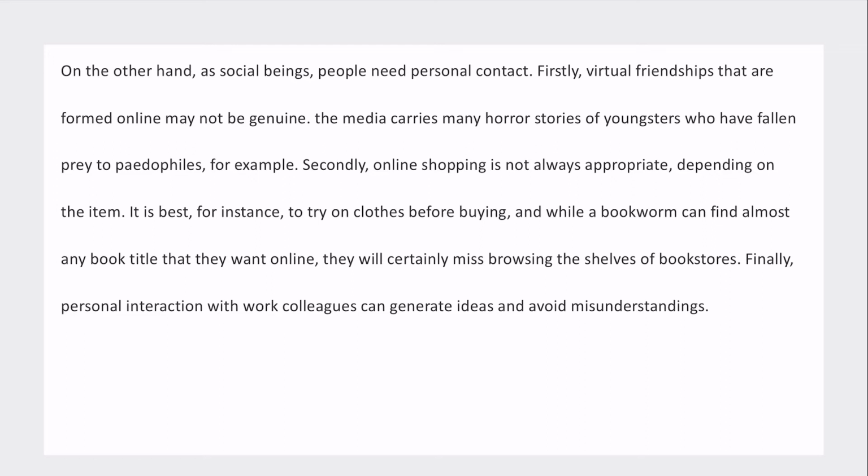The media carries many horror stories of youngsters who have fallen prey to pedophiles, for example. Secondly, online shopping is not always appropriate depending on the item. It is best, for instance, to try on clothes before buying. And while a bookworm can find almost any book title that they want online, they will certainly miss browsing the shelves of bookstores. Finally, personal interaction with work colleagues can generate ideas and avoid misunderstandings.